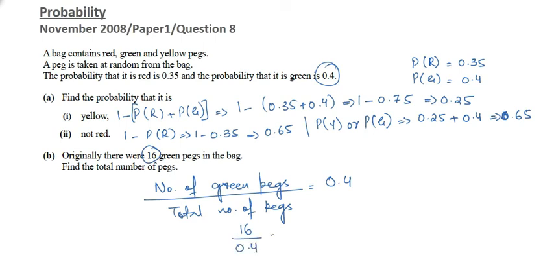If we cross multiply this, here we will get total number of bags. If we write 0.4 in the denominator and total number of bags on the other side of equal to, then it will be 16 upon 0.4. So if we divide 16 by 0.4, it's 40. So it means the total number of bags we have is 40.